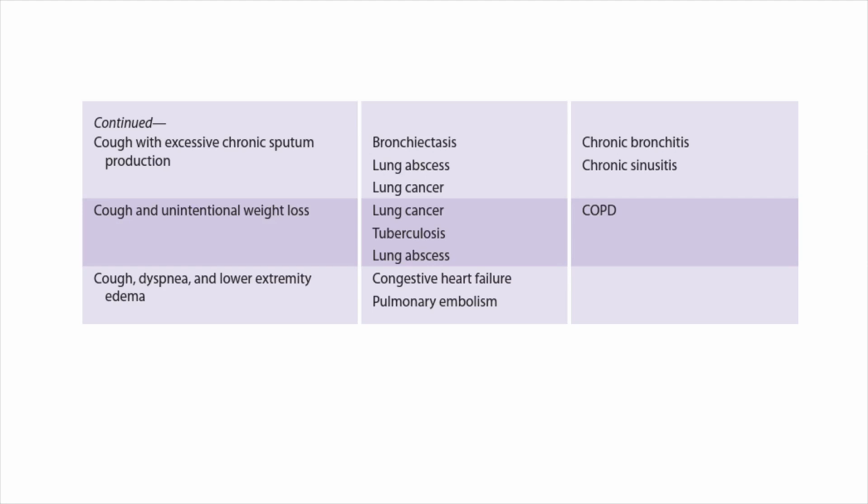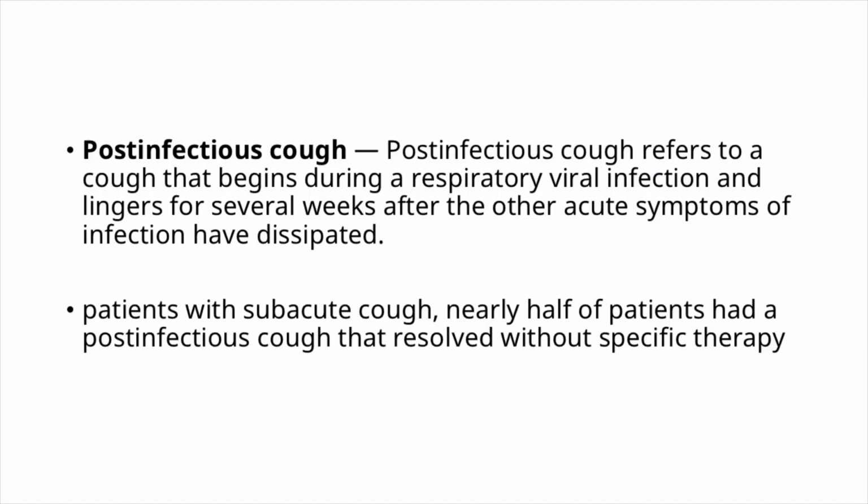In case of cough with excessive chronic sputum production, consider bronchiectasis, lung abscess, and lung cancer. And the benign causes are chronic bronchitis and chronic sinusitis. In case of cough with unintentional weight loss, the serious causes include lung cancer, tuberculosis, lung abscess. The benign causes are COPD. Cough, dyspnea, and lower extremity edema, consider congestive heart failure and pulmonary embolism.